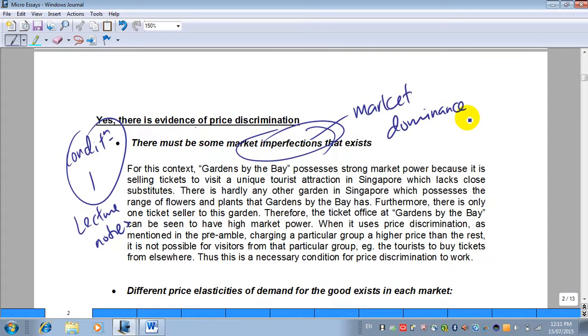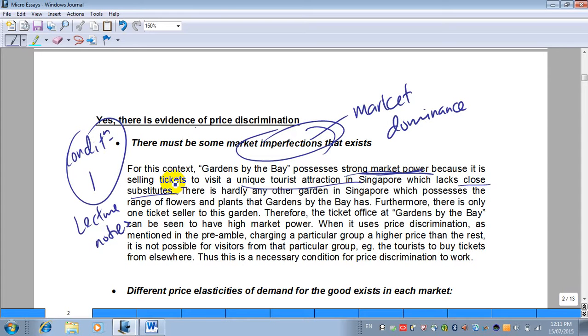So for this context, it's very obvious that there is high market dominance because Gardens by the Bay possess strong market power because it is a unique tourist attraction and therefore it lacks close substitutes. These are all the words that we use for strong market power. Do you remember under market structure, I did tell you what is strong market power, and you should be taking it down now to recap. Market power is the ability to raise price to increase the TR. And Gardens by the Bay has that ability. Why? Because there are few close substitutes.